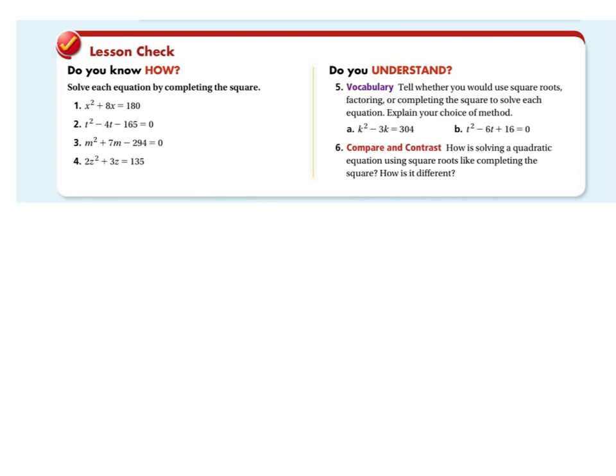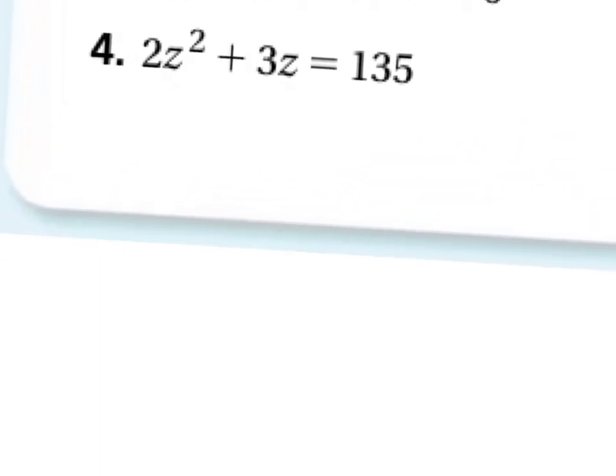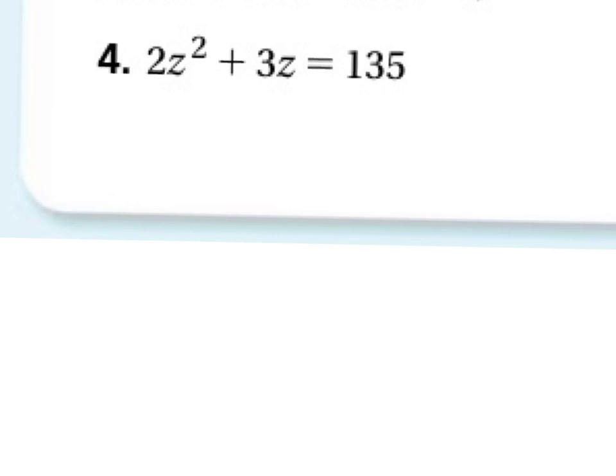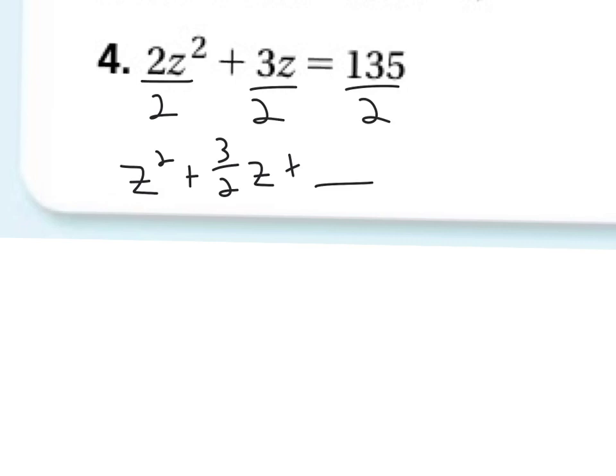Look at the lesson check number 4, because this is one that has a number in front of the x squared term. On this one, we're actually ready to go ahead and divide everything by 2. And I'm just going to leave that as 135 over 2. I'm not even going to mess with the calculator at this point.